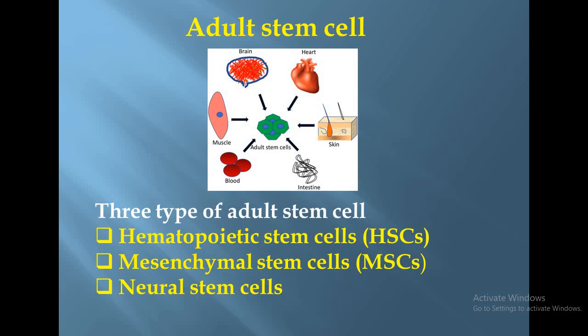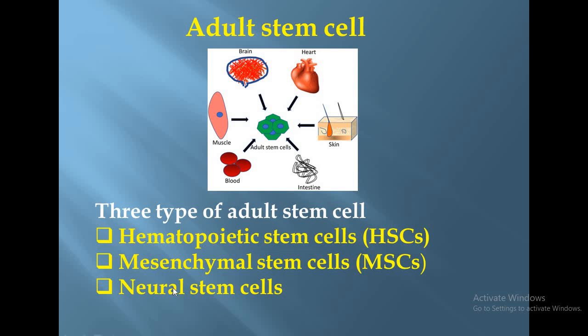The second one is the mesenchymal stem cell. Mesenchymal stem cells are a type of multipotent stem cells found in bone marrow and fat, among other tissues. These cells tend to turn into bone, fat, muscle, and cartilage cells.